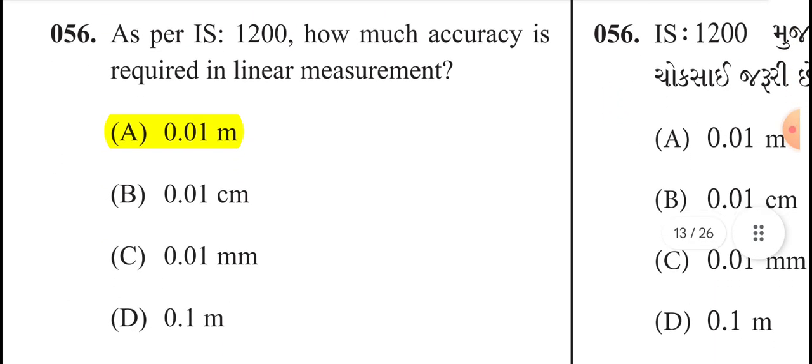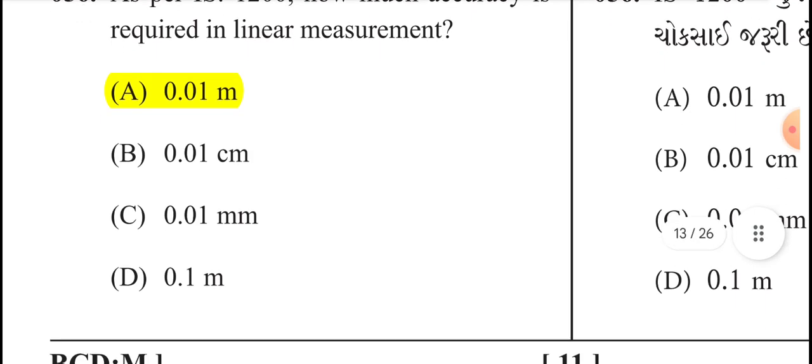As per IS 1200, how much accuracy is required in a linear measurement? So accuracy required in a linear measurement is 0.01 meter.